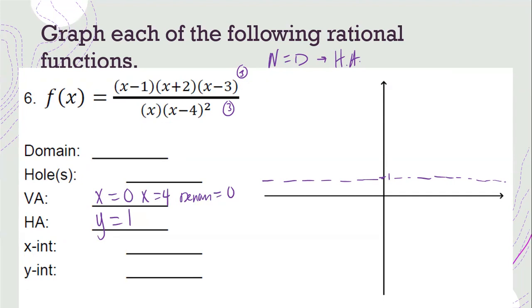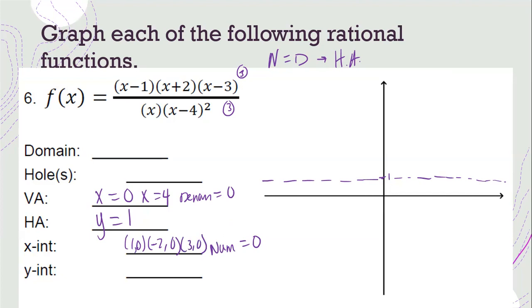All right, x-intercept. X-intercept means that we're setting our numerator equal to 0. And if I set my numerator equal to 0, what are my x-intercepts? There we go: 1, -2, and 3. Agreed?